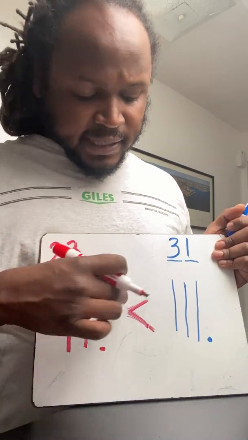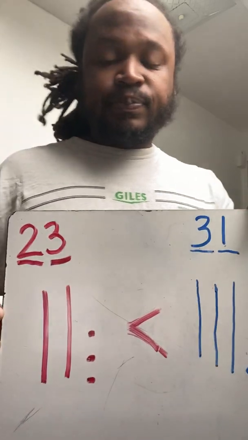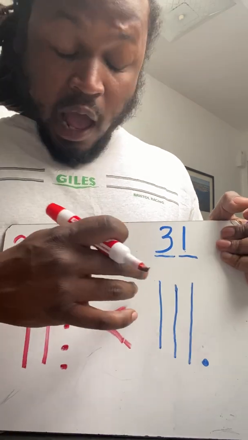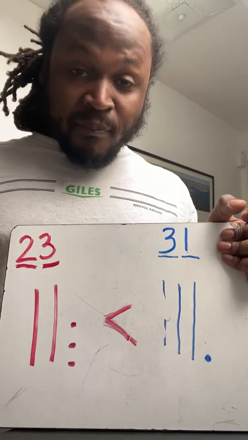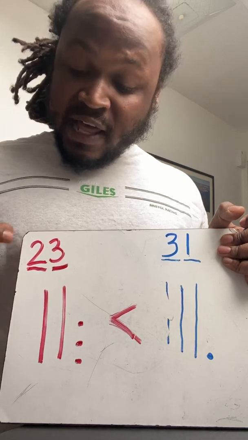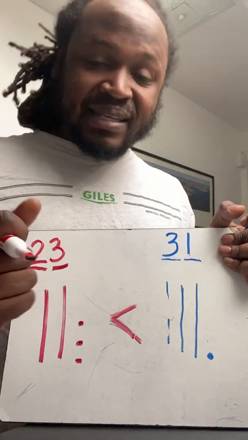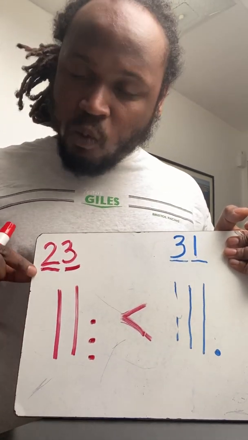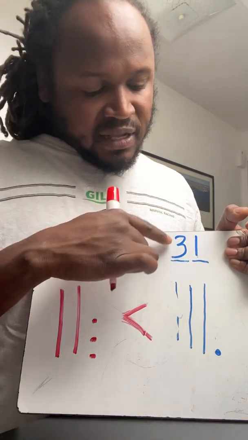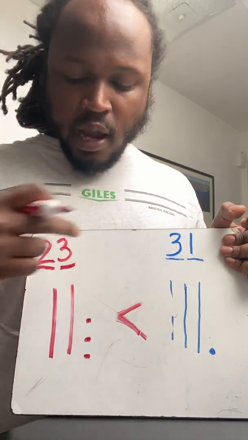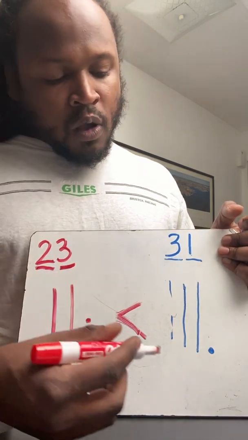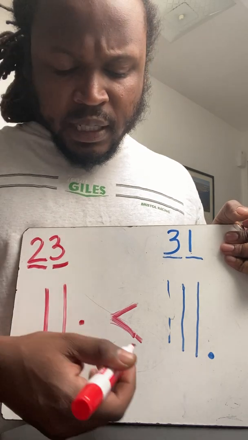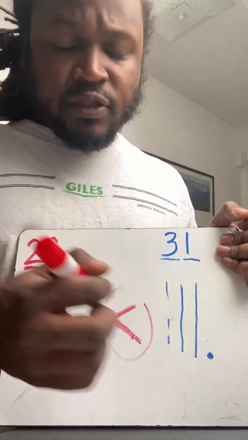I know that 23 is less than 31 because 23 only has 2 tens and 31 has 3 tens. So right off the bat, just by looking at the tens place, this one has 2 tens, this one has 3 tens. Instantly, I should know this number is going to be smaller because it only has 2 tens, and this number has 3 tens, so I know this number is going to be bigger. All right? So if I was reading this sentence, I would say 23 is less than 31.